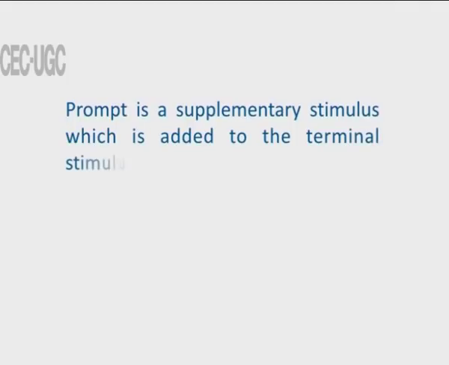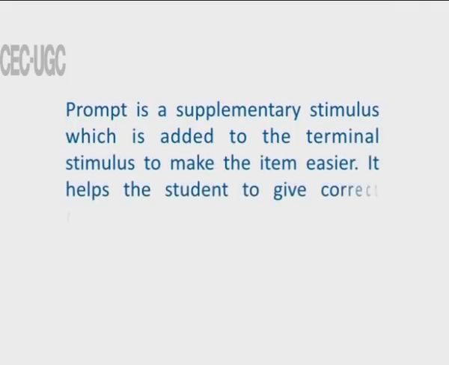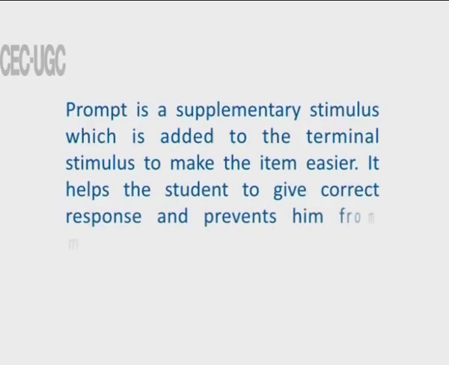Immediate confirmation of results is provided and the correct response is usually given against the next frame. The student compares his response with the given one, and if he is correct, he moves ahead. Prompt is a supplementary stimulus which is added to the terminal stimulus to make the item easier. It helps the student to give the correct response and prevents him from making unnecessary errors.